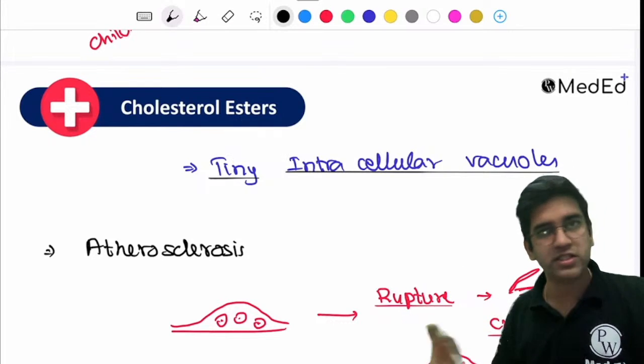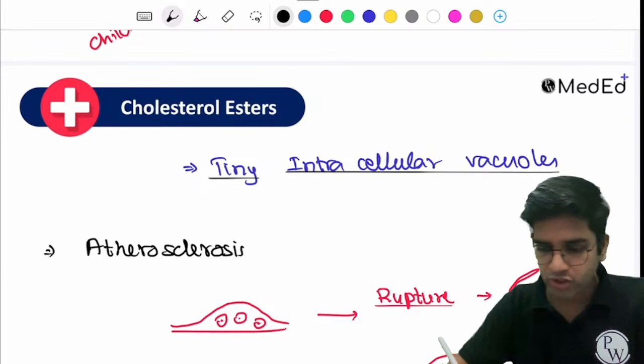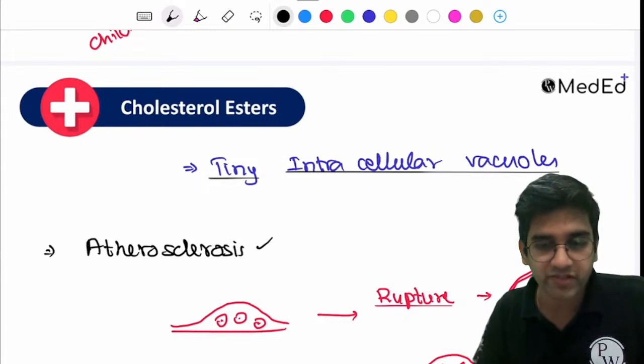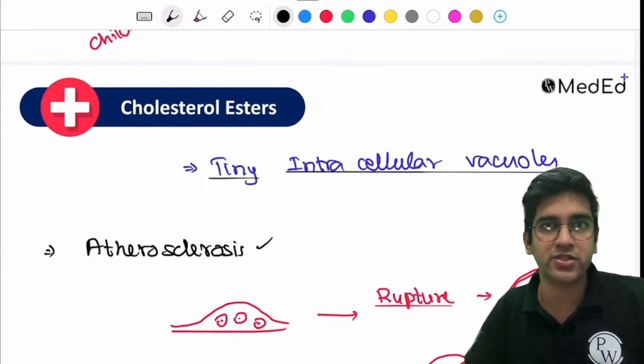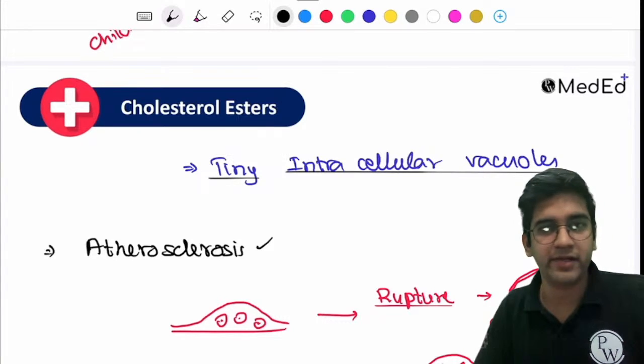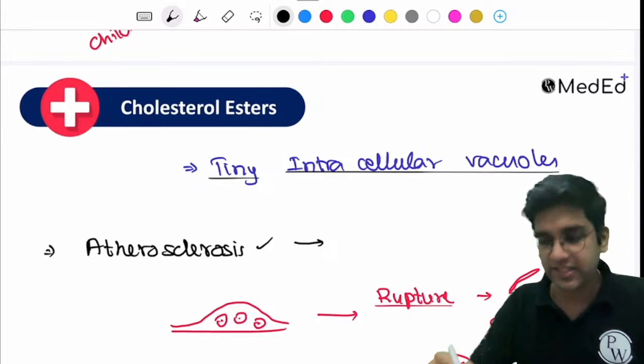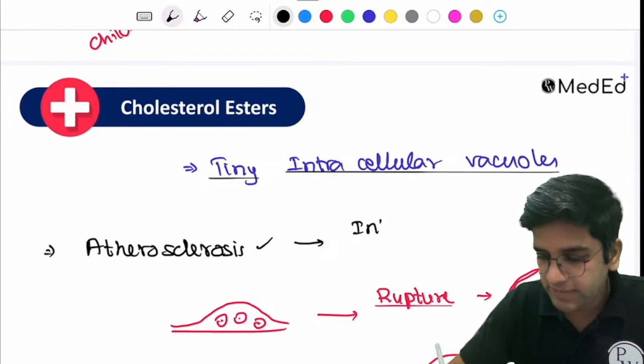All of these cholesterol ester accumulations are pathogenic only. I'm sure you must have read about atherosclerosis. Am I right in saying that one of the risk factors for atherosclerosis is hyperlipidemia? Yes, obviously hyperlipidemia. So what happens is, here the cholesterol esters accumulate in the intima of the blood vessel.